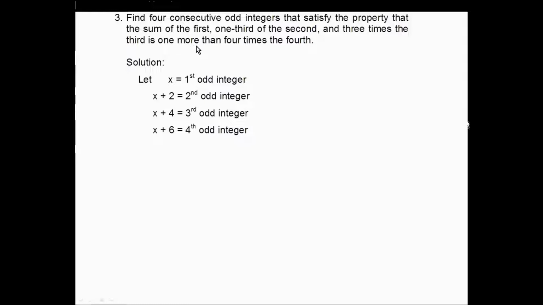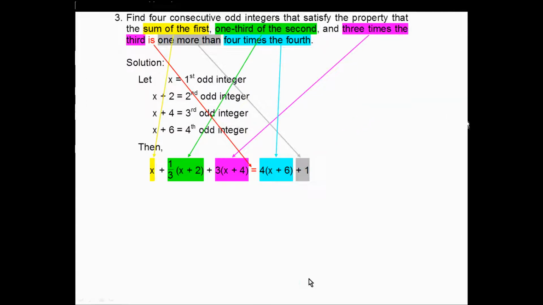Okay, the right hand side will be 1 more than 4 times the fourth. So I want 4 times x plus 6 and then add 1 to that. Okay, this sum of the first, 1/3 of the second, and 3 times the third, that's going to be the left hand side. So x plus 1/3 times x plus 2 plus 3 times x plus 4. That's the left hand side. So again, this is where everything is coming from. Now, these plus signs, again, that have no color, notice those are the commas again. So the first, 1/3 of the second, 3 times the third, okay, 1 more than 4 times the fourth.